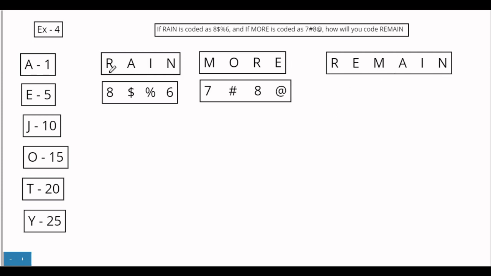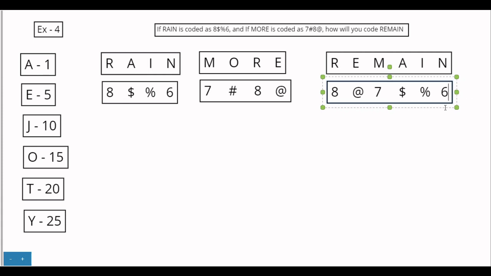So for remain, the code would be R, which is 8, E, which is at, M, which is 7, A, which is the dollar symbol, I, which is percentage, and N, which is 6. So the code for remain would be 8, at, 7, dollar symbol, percentage, and 6. Now let's go to the fifth example.